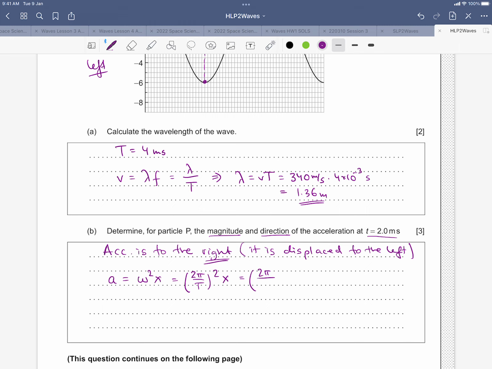We have 2 pi over 4 milliseconds, have to square that. And then we have to put in 6 micro. Did I say micro before when I meant milli? Now it's micro. And plug all that in, you get around 15 meters per second squared. There you go.